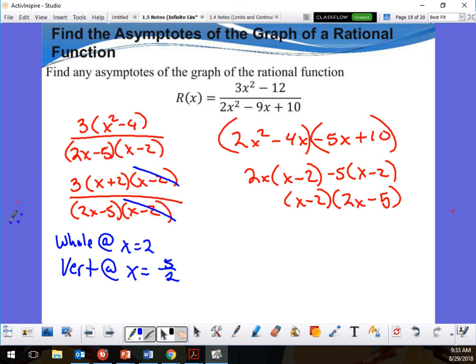What about my horizontal? What about my horizontal here? Is there an asymptote here? Yes, there is. Now, if I cancel this right here, right? Look at the coefficients right here. If I distribute that back in, do they have the same degree? Yeah. They have the same degree, right? So I'm going to have a horizontal at, oh wait, y equals, sorry.